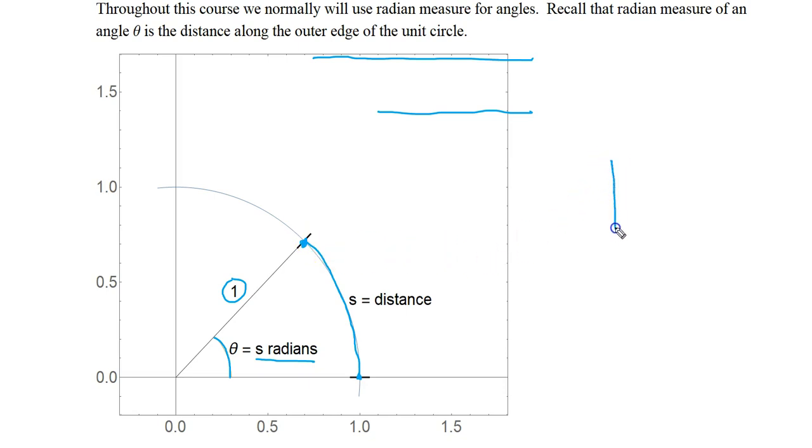Now if our angle is measured clockwise, so if we have an angle that would look like this, so if this is our angle theta right here, and this would be the unit circle right here, then this distance could actually be a negative number, and the absolute value of that number would be the distance along the outer edge of the unit circle from (1, 0) to the terminal side of the angle on the unit circle. So the s in radians can be a negative number if the angle is measured in a clockwise fashion.